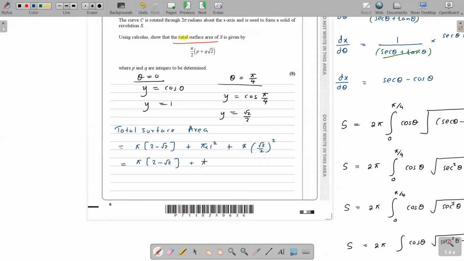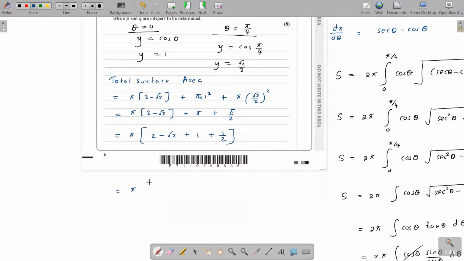Here I get pi. Here, root 2 over 2 whole thing squared is half, so half pi. Take pi out: 2 minus root 2 plus 1 plus half. Can you all simplify? Sorry, add everything: 2 plus 1 plus half. How much? 2 plus 1 plus half is 3 plus half, which is 7 over 2, right? So 7 over 2 minus root 2.